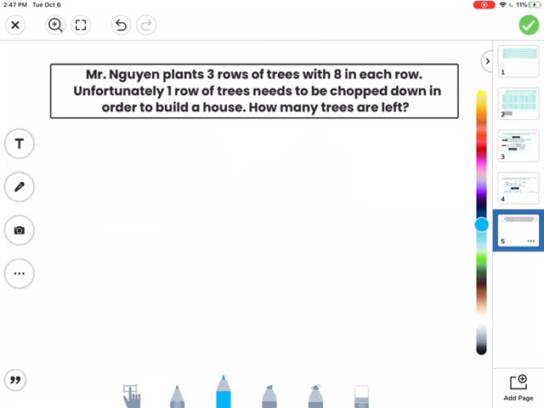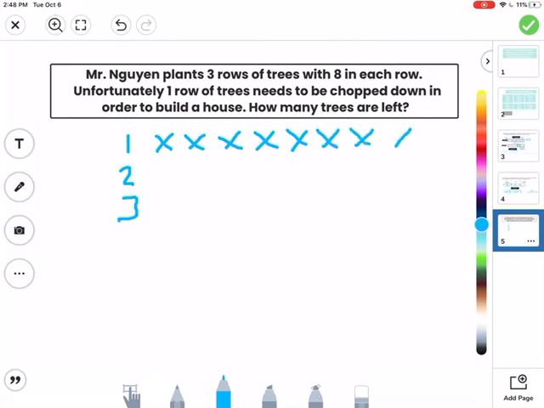Mr. Nguyen plants 3 rows of trees with 8 in each row. Unfortunately, 1 row of trees needs to be chopped down in order to build a house. How many trees are left? Well, we could do a tape diagram here, but I think we should go back and use an array, right? Because we know we have 3 rows. It just sounds like a nice problem for an array. With 8 in each row. Those will be your trees.